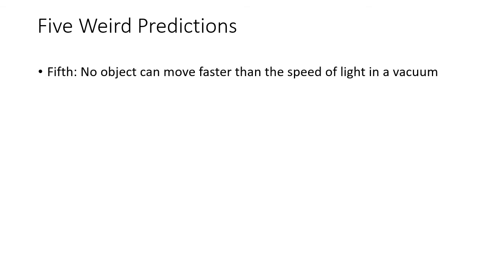And last but not least, I promised you 5 weird predictions. The 5th is actually one we already knew, but now we can understand it just a little bit better. The 5th prediction is nothing, no object anyway, can move faster than the speed of light in a vacuum. I don't care what you do, you will never be able to move yourself or a rock or a proton faster than 3 × 10⁸ meters per second.